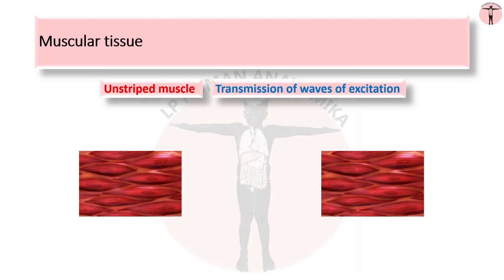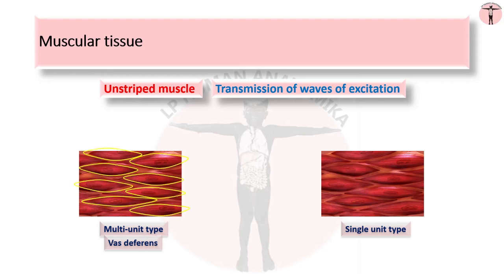Coming to the transmission of the waves of excitation, according to this, the unstriped muscles are classified into two functional groups, multi-unit type and single unit type. Multi-unit type is found in the muscle coat of the vas deferens. In this type, the smooth muscle fibers are completely separated from one another and there is a nerve ending for each muscle cell. On arrival of nerve impulse, all the muscle fibers in a given area contract simultaneously.